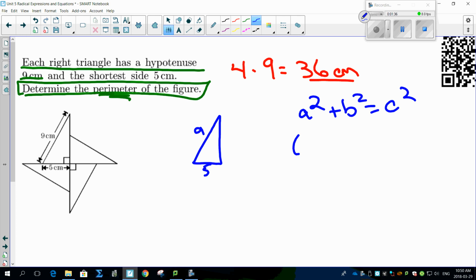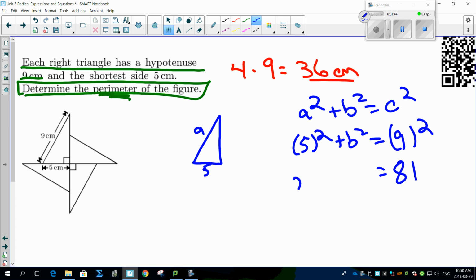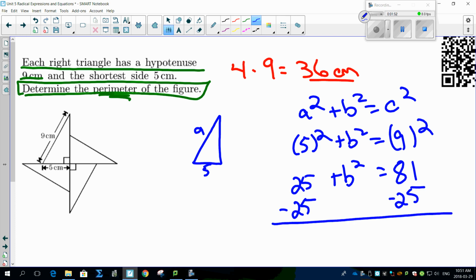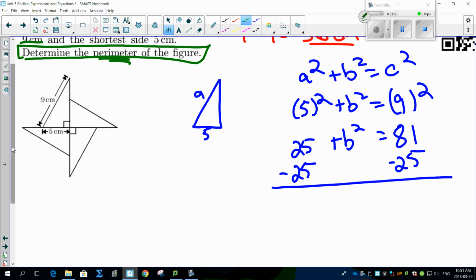So a squared, of course, is 5 squared. There's our a squared plus b squared equals our 9, which is squared as well. This is going to be 81. This is going to be 25. There's our b squared. We're going to subtract 25 from both sides. Let's clean this up a little bit. So we have b squared, that cancels. b squared equals 81 minus 25.